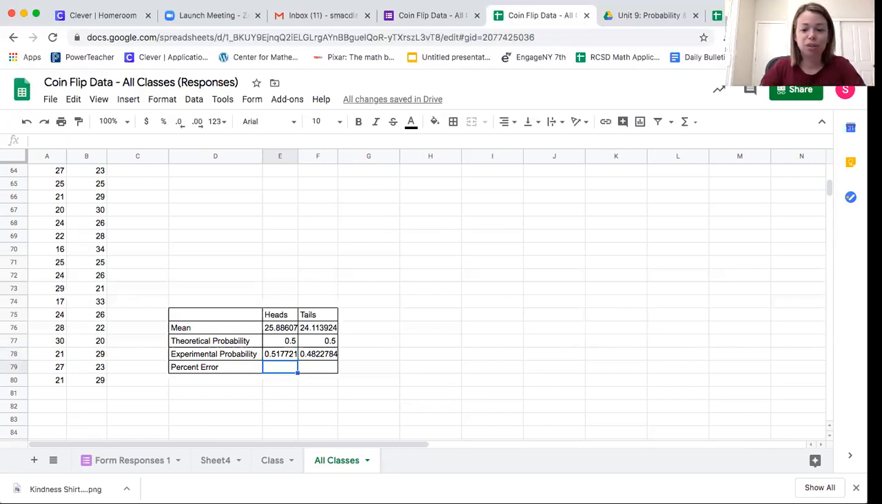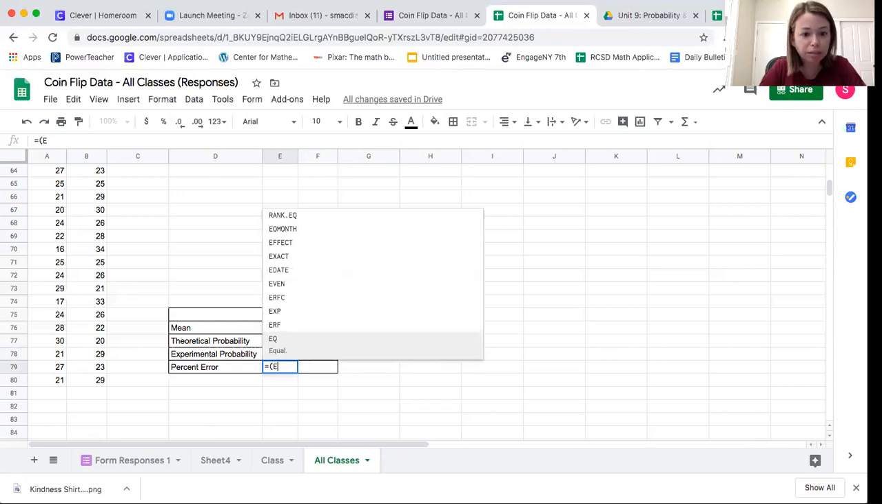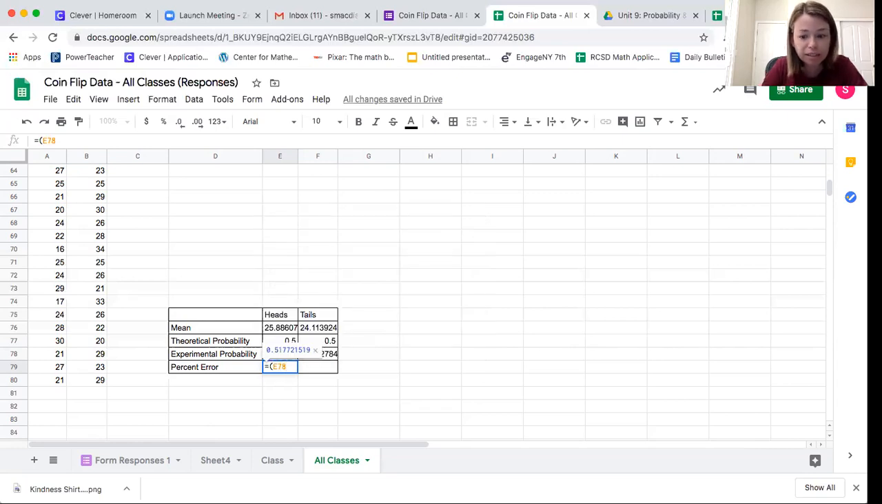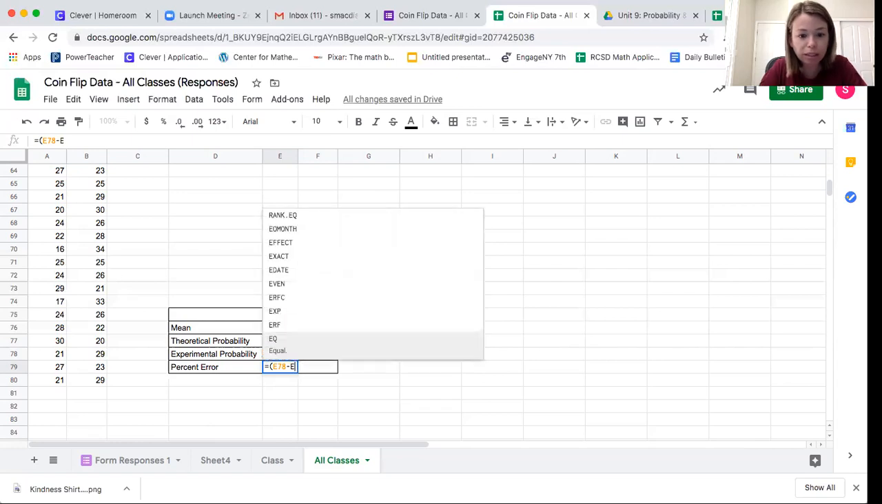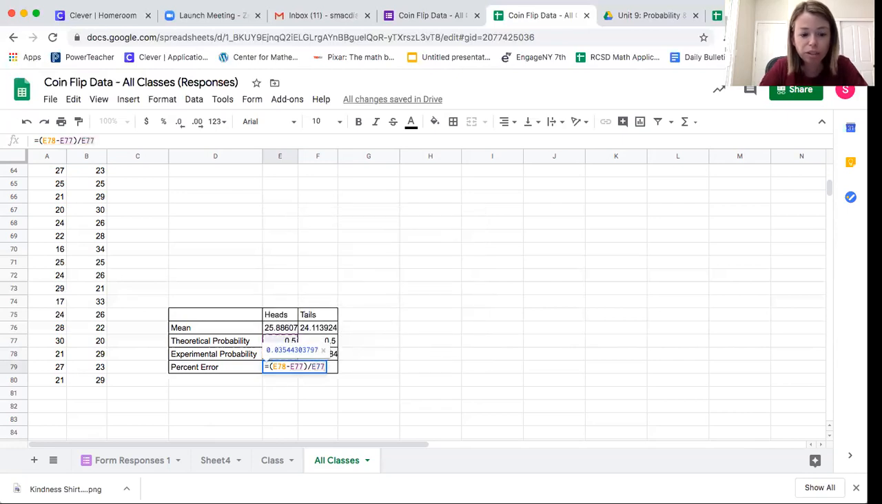Okay, percent error. So to find percent error, we're going to do our equal sign. I subtract experimental probability, E78, and our theoretical probability, E77. I'm going to divide by the theoretical probability, E77. Then I'm going to multiply by 100 to turn it into a percent. Okay. Look how low that is. It's only like 3.5%. So we definitely are getting closer to zero on that. And the closer to zero you are with that percent error, that means the more accurate your experiment was to the theoretical probability.